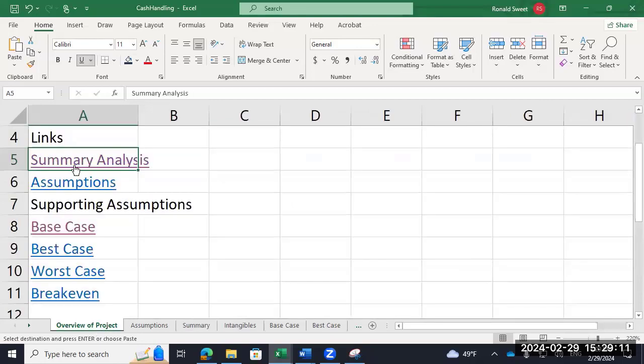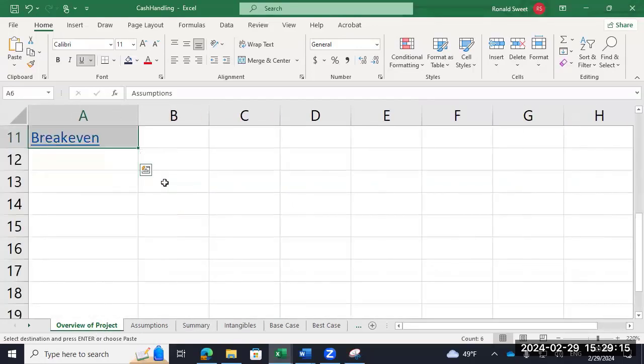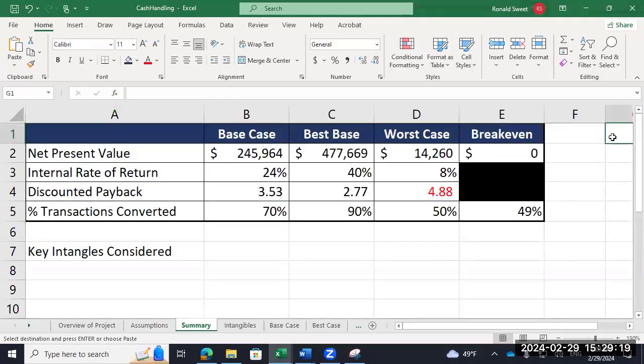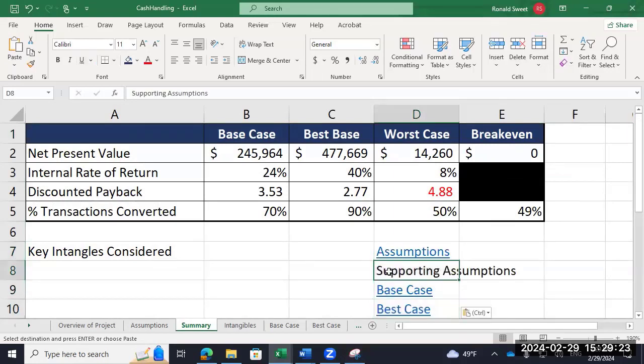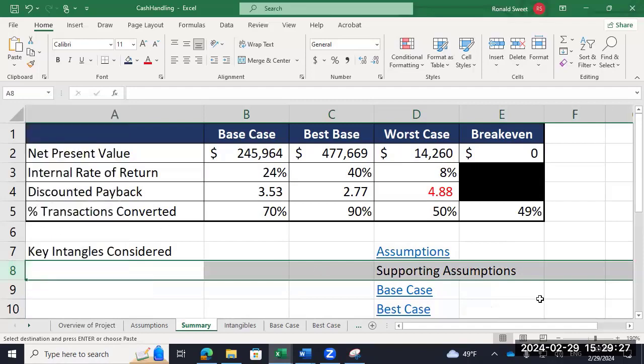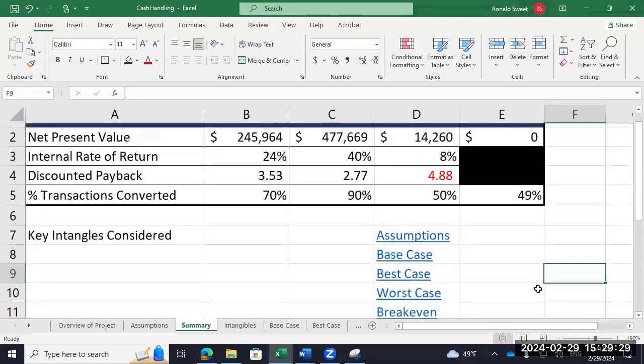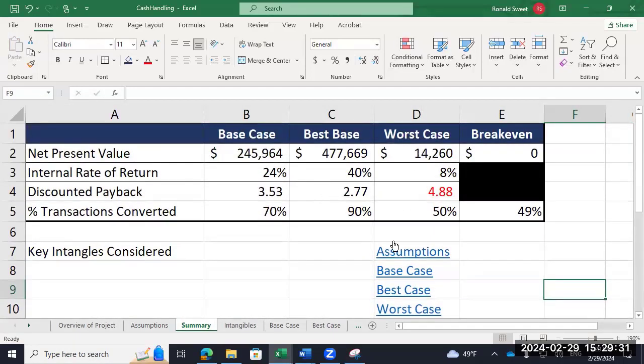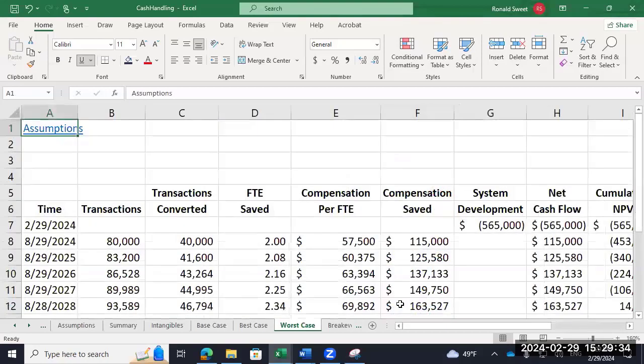I'm thinking with the summary, I might want a link on the summary to each one of those as well. I'm not saying you have to do all of this, but I might be on here and say, wow, that worst case, boy, that looks terrible. I'm going to go over and look at that. Oh yeah, I see what's going on there.